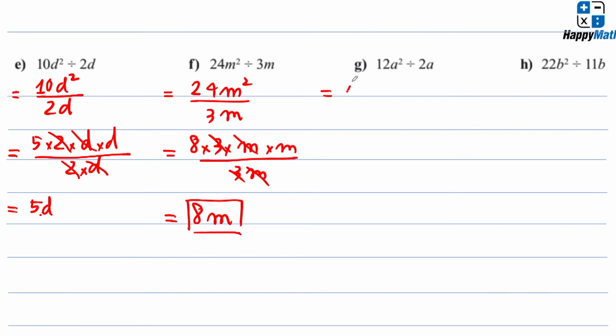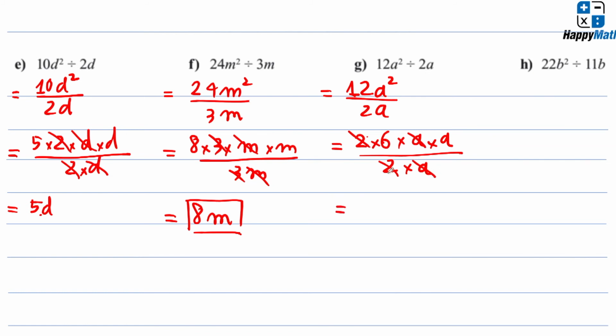Question G here, 12a squared divided by 2a. So you got here 2 multiply 6 multiply a and multiply a. In the denominator, 2 multiply a. 2 here, 2 here, a is here, a is here, numerator and denominator. And then the rest is 6a. We done.